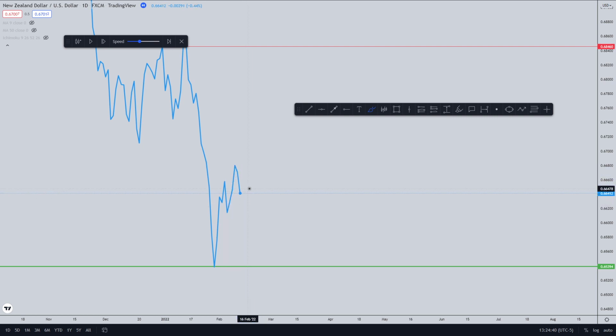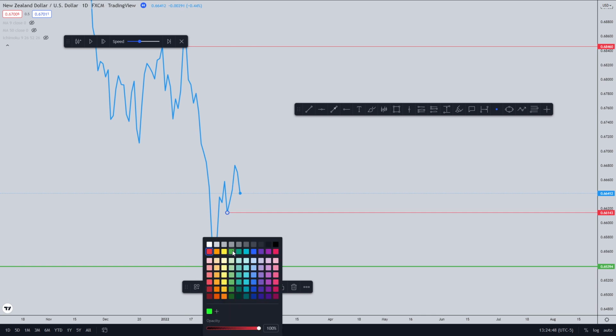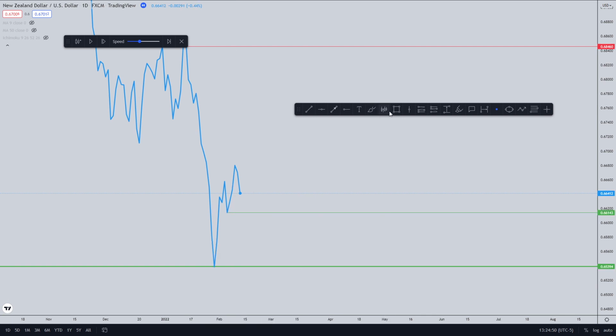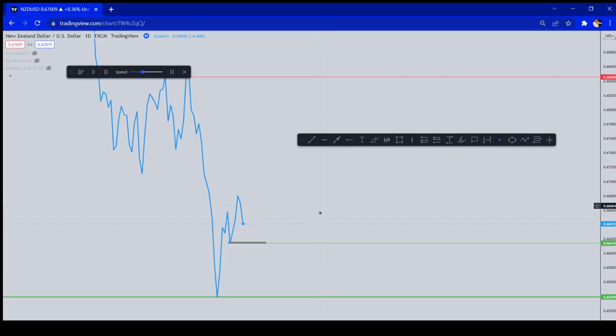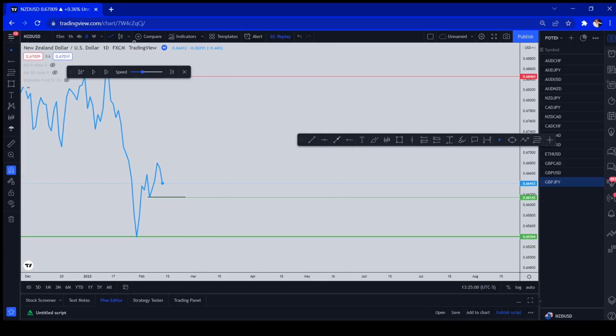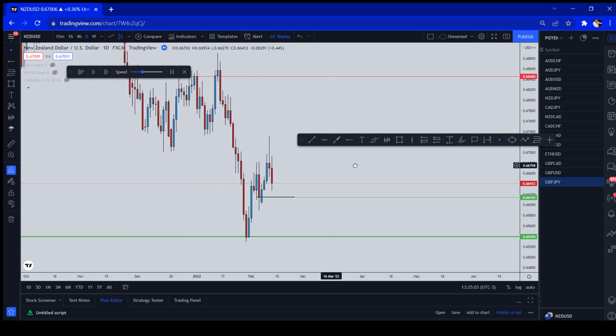So with that being said, the next thing that I did was identify an order block, or just another form of demand. So this was a form of demand here. I then just drew my rectangle like so. Once this is done, I will simply look back to the candlestick chart and see what happens next.